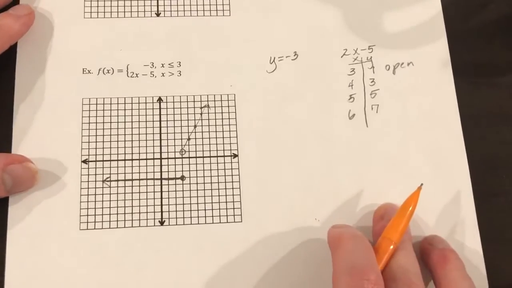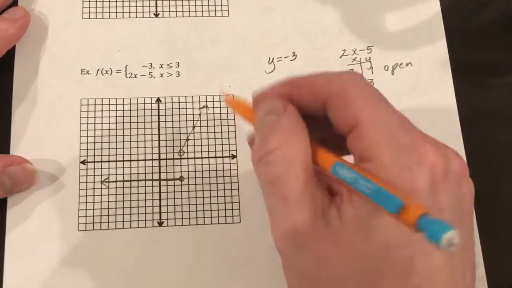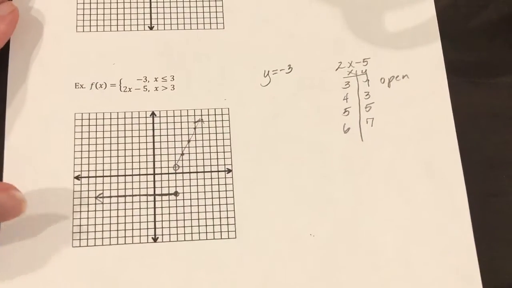So that's what our graph looks like. We'll have a jump discontinuity right here. Sometimes they end up lining up. It's not a big deal if they line up. That just means the limit exists. Okay, so onto the back.